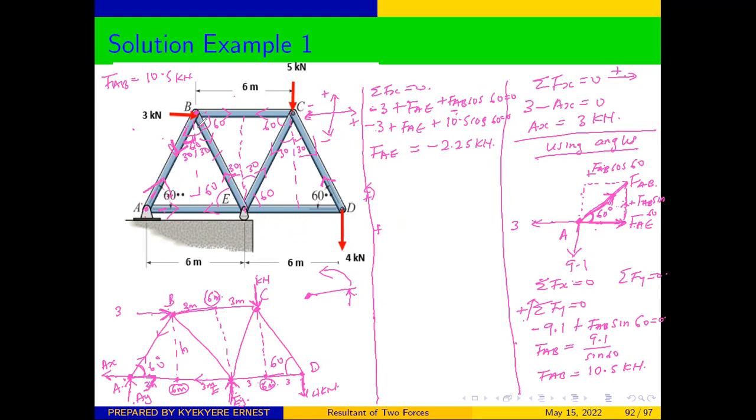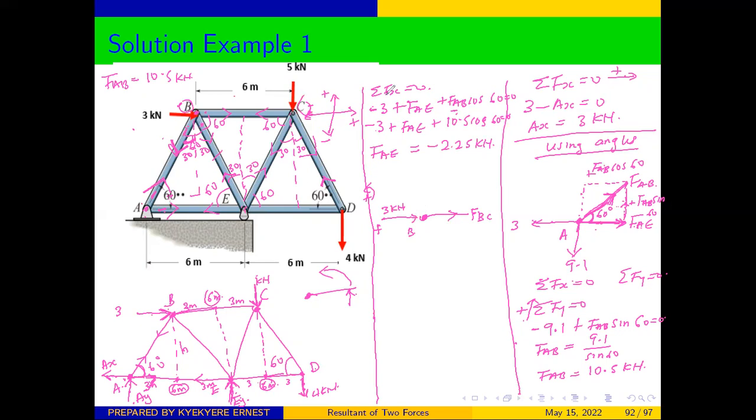Therefore, we only have 2 unknowns, and now we can analyze joint B. At joint B, we have a horizontal force here, which is 3 newtons. We have another horizontal force moving from B to C, which we can call force FBC. And then the one from B to A is the same as A to B.